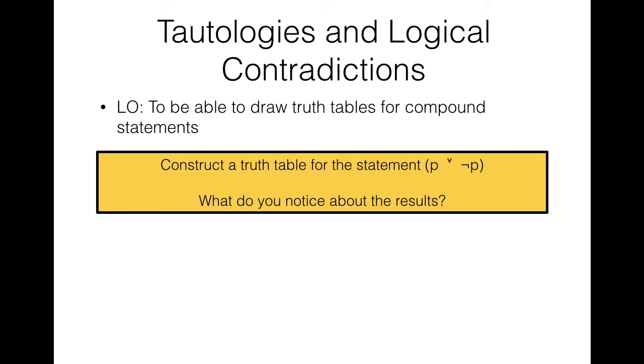Okay, we are going to look at things called tautologies and logical contradictions today. They are types of compound statements using two simple statements, like we have been using over the last few lessons. So the first thing I want you to try and do, just like we did last lesson, is construct a truth table for this statement here: the inclusive disjunction between P and not P. When you get your results, I'd like you to think about what you notice about them that is different to other truth tables. So pause the video here and construct your truth table first of all.